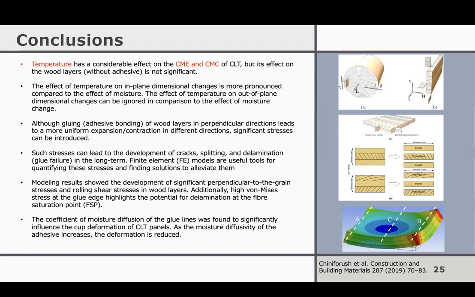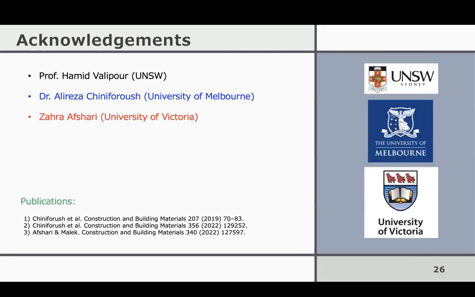Modeling shows the stresses were significant and there is a possibility of rolling shear failure, and glue can also fail. So both wood and glue can fail. As the moisture diffusivity increases, the deformation is reduced. So for the first time, we kind of discovered this phenomenon.